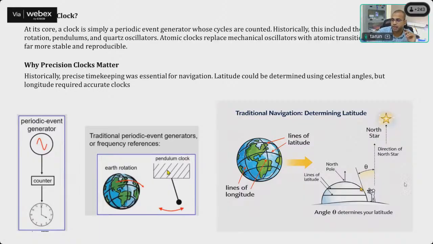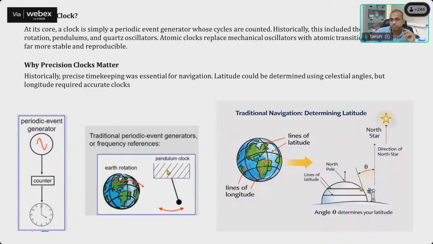So for the latitude, this North Star is fixed. With respect to that, they have some angle measurement instrument. That way, they can tell the angle with respect to the horizon. But with respect to the longitude, it was not possible, because Earth is rotating around this axis, right? So the time is varying. That is why it was difficult.